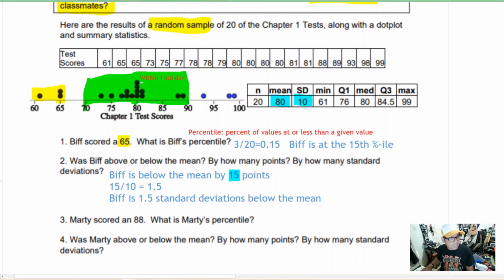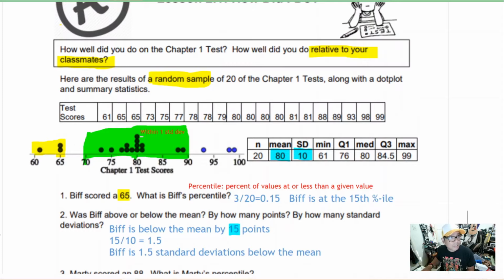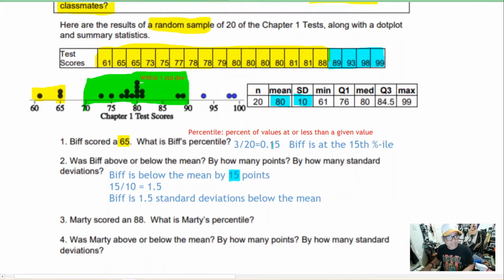What about Marty? Marty scored an 88. What was his percentile? For Marty, it might be easier to take a look at this set of test scores over here. Let's look at which test scores are at 88 or below, and that's all of these test scores. But it's probably easier just to count how many are above 88, which would be 4 out of those 20. So that means 16 out of 20 tests are at or below 88.